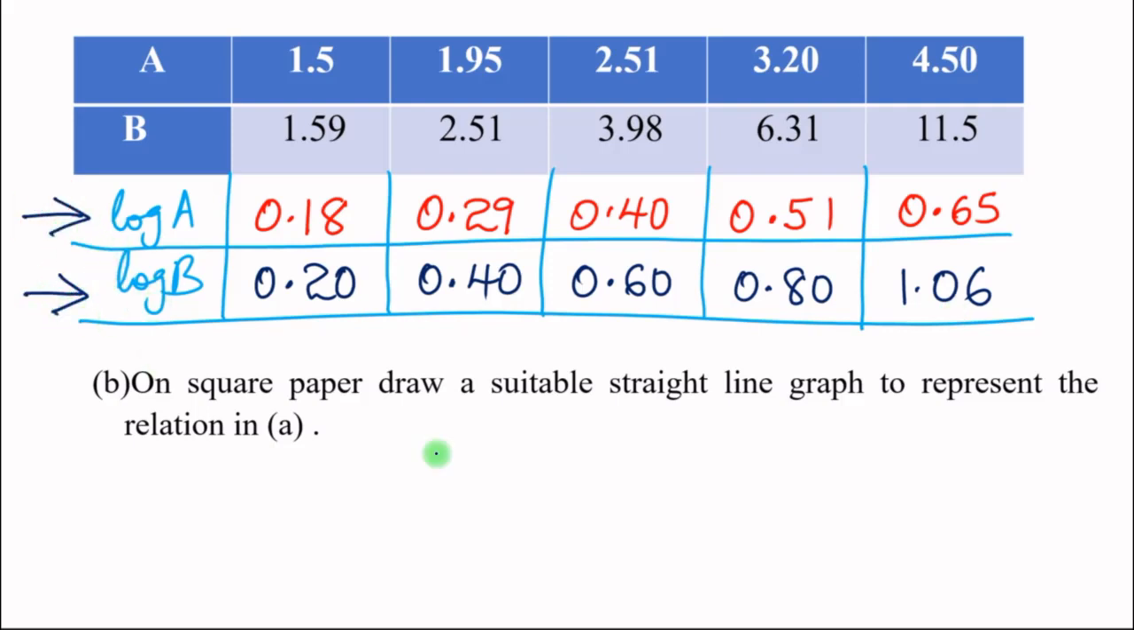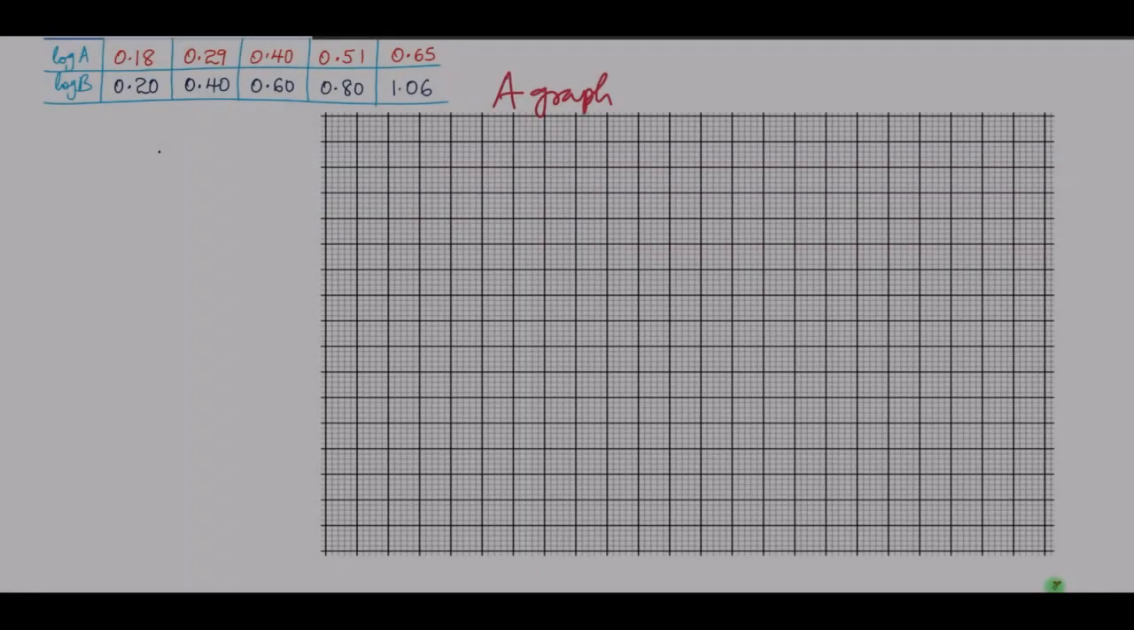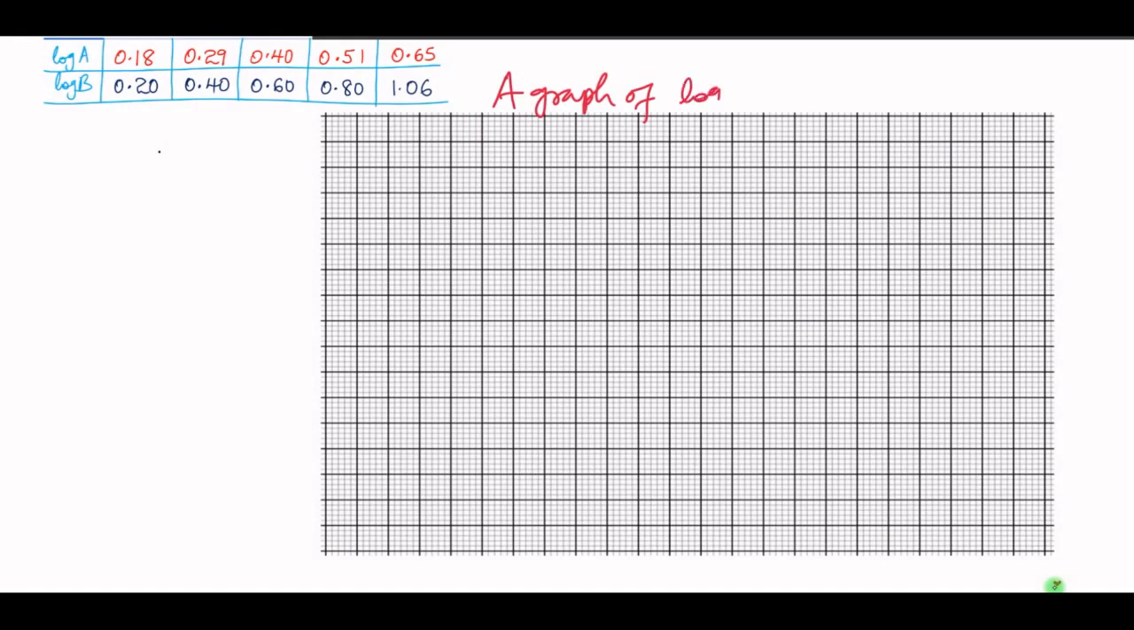So this is what will help us to draw a straight line graph to represent the relation log A equals n log B plus log k. Then from there we shall be able to answer the following question. We are going to plot a graph of log A against log B.